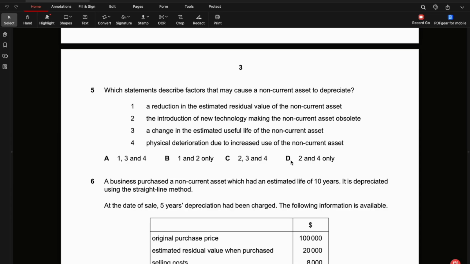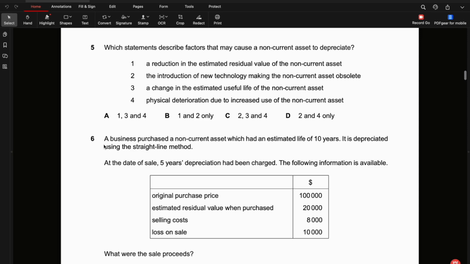Apart from these two causes, there are two other causes: passage of time and depletion. If you use natural resources and extract them, the value of the asset will go down slowly.